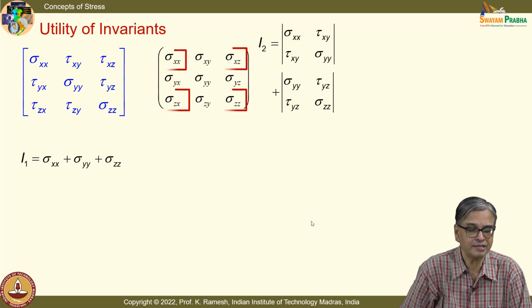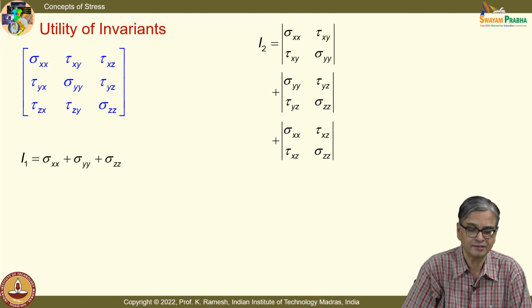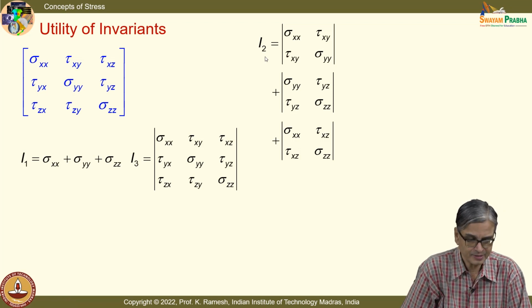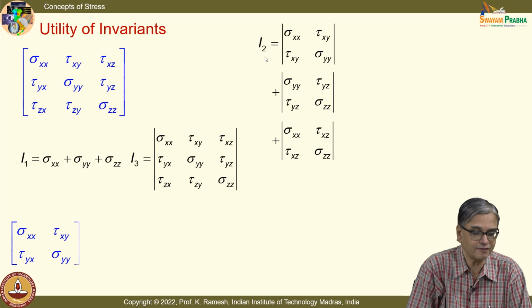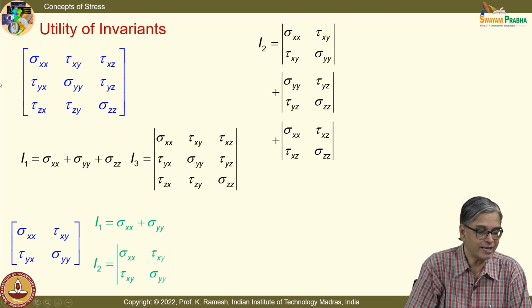I have the 4 corner elements forming the determinant for finding out I2, and I3 is the complete matrix, sigma x, tau xy and so on, and we will confine ourselves to a 2-dimensional representation. So, I1 reduces to sigma x plus sigma y, and I2 is sigma x, tau xy and sigma yy. Okay.